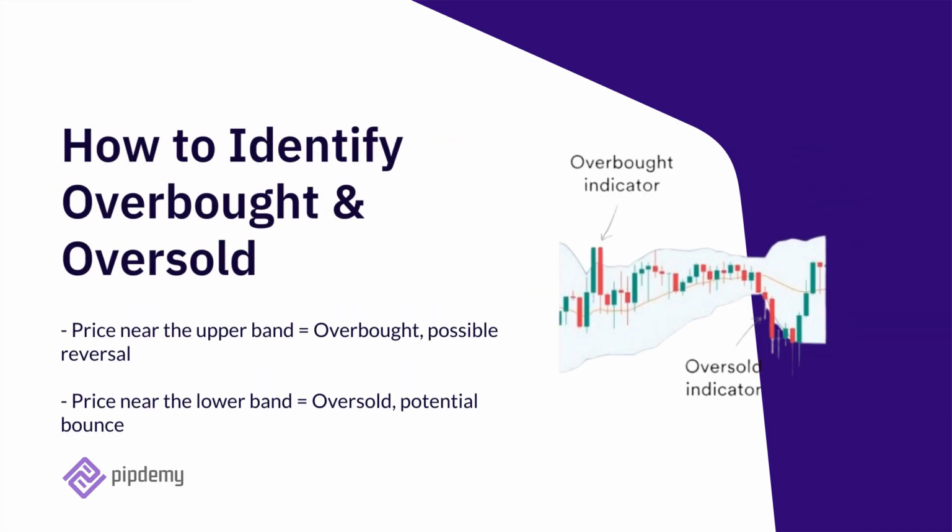When price touches or moves beyond the upper band, it often means the market is overbought. A potential reversal could happen. Likewise, when price hits the lower band, it suggests an oversold condition where buyers might step in. However, don't trade blindly. Always look for confirmation signals before entering a trade.